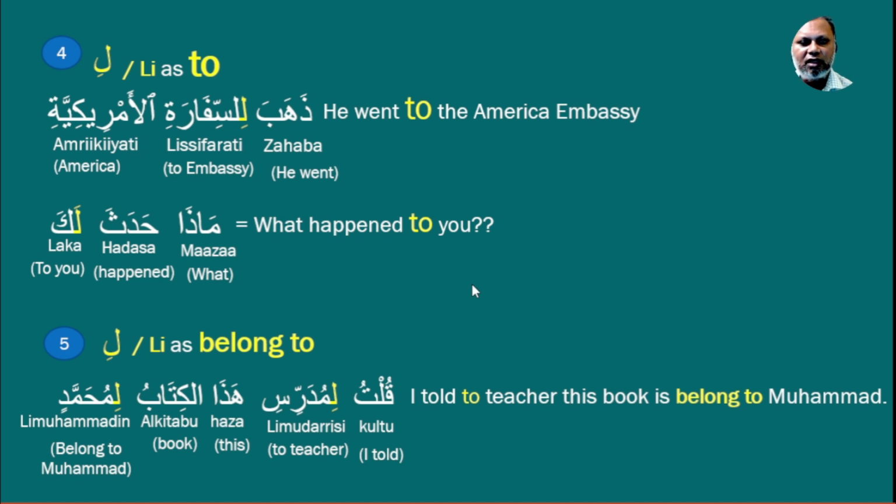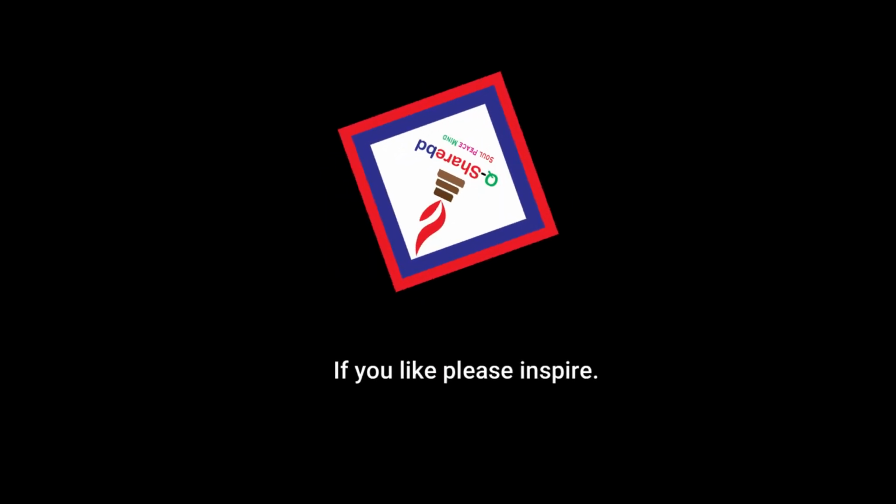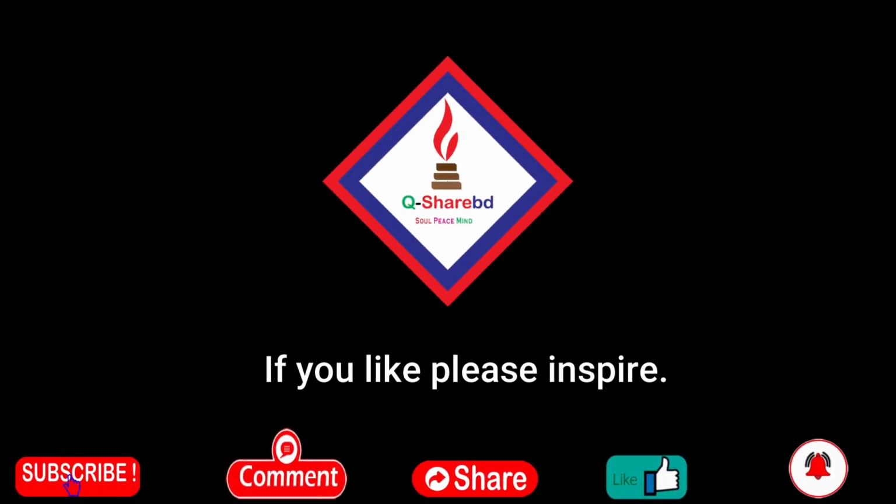This way we will see the uses of li in the Quran in different ways. We just have to remember that li does not have only one meaning. Li is a multi-purpose particle that can be used in different ways. So this is the end of our lesson 21. Thank you for listening.